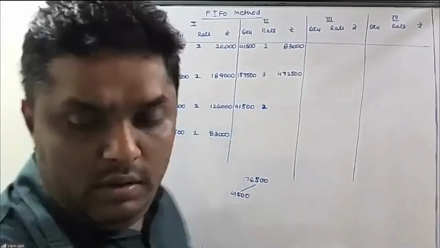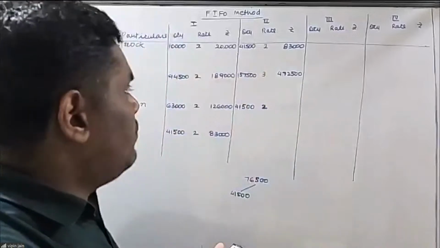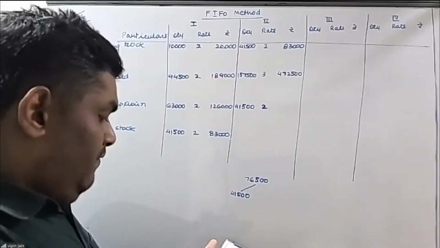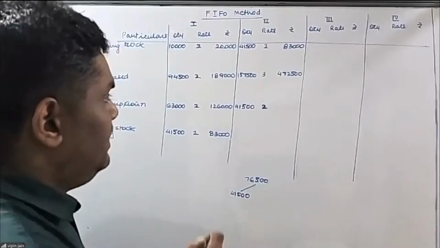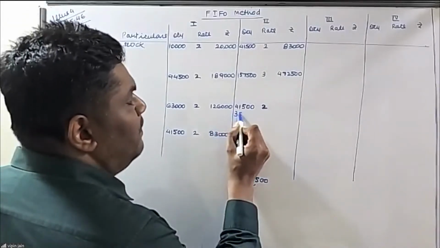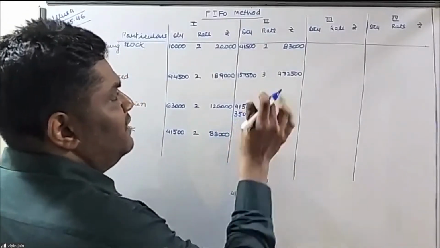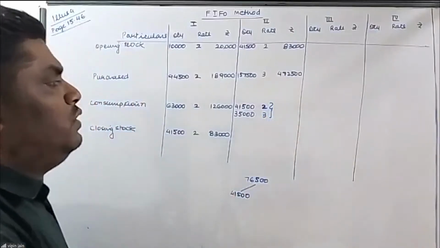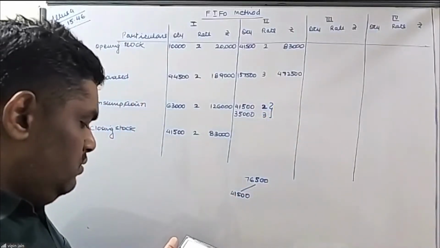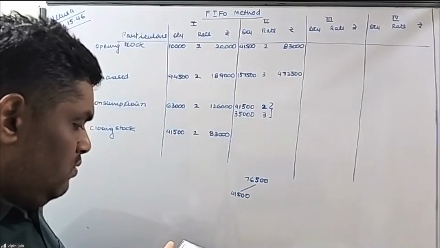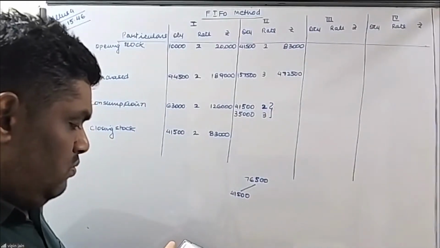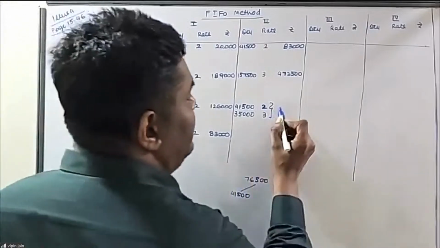And the balance quantity, 76,500 minus 41,500, 35,000 will be from the raw material that is purchased during the quarter, that is at the rate 3. So the total value will be 1,88,000.